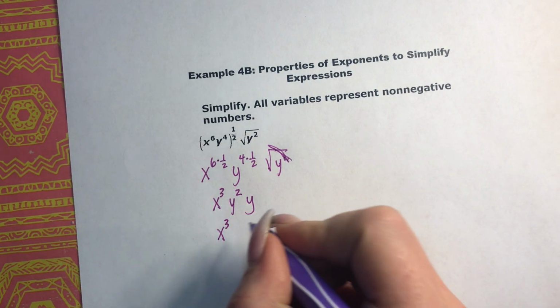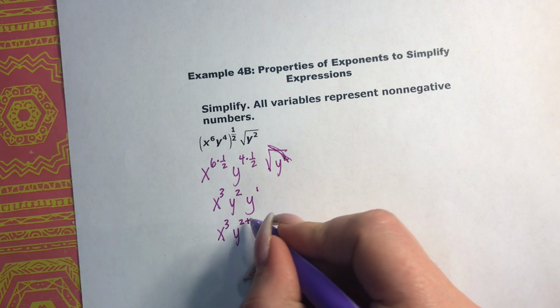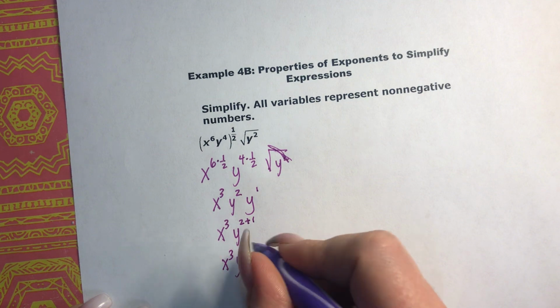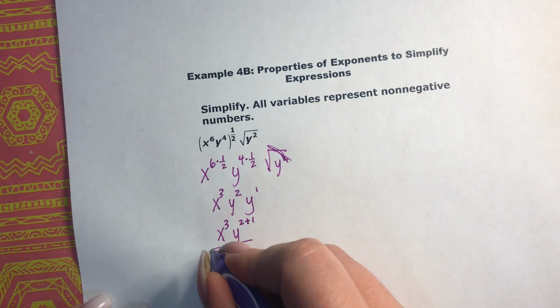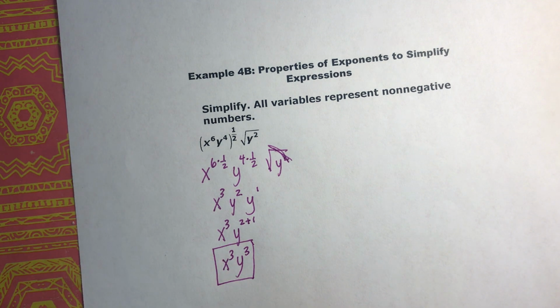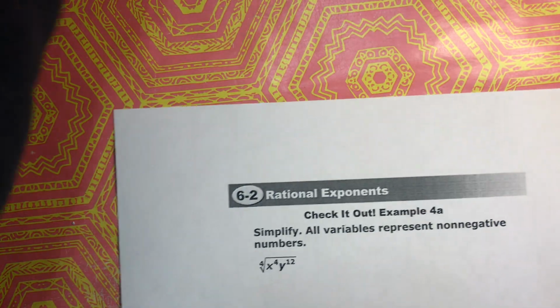So it's x cubed, y squared, and then this is a 1, right? So plus 1. And we're left with x cubed, y to the 2 plus 1, which is 3. And there we have it, x cubed, y cubed. Perfect. Okay, now it's time for you to try some of these problems on your own.